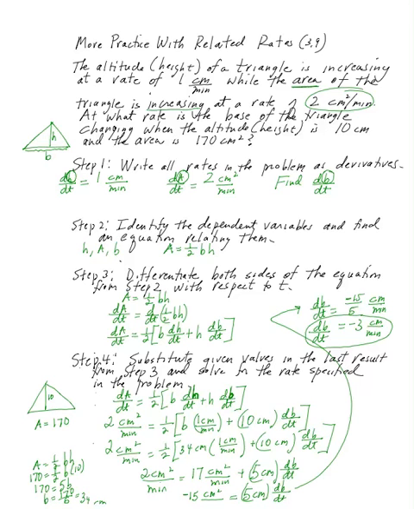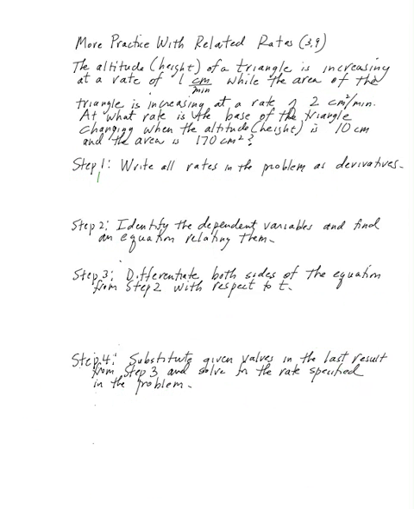Step 1: Identify all the rates in the problem and write them as derivatives. So we have this 1 centimeter per minute. That's the rate at which the height is increasing. So that's dH/dt. It's positive 1 centimeter per minute because the quantity, the height, is increasing. If it were decreasing, it would be negative.